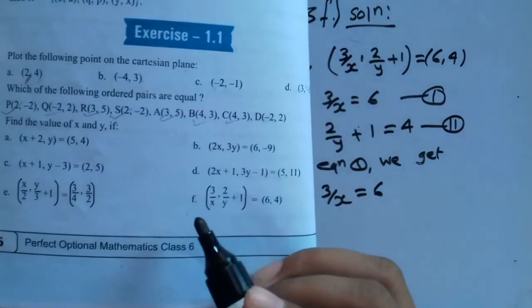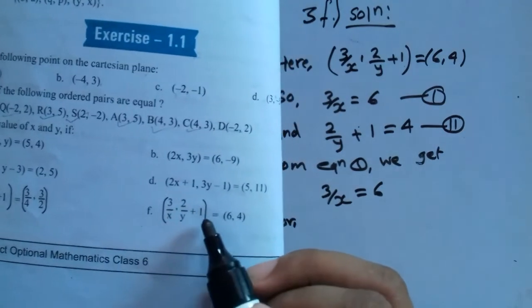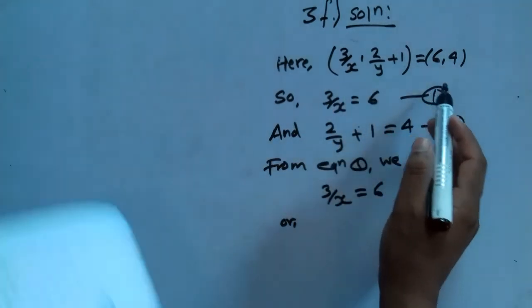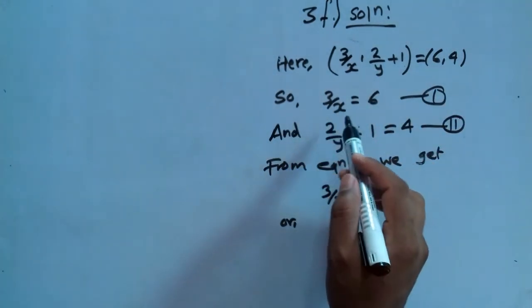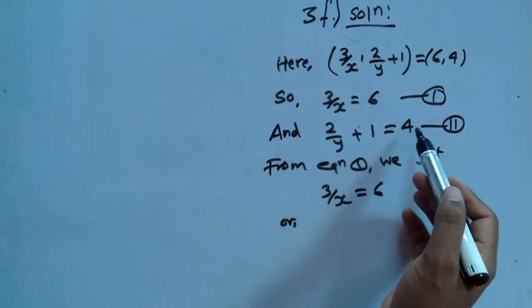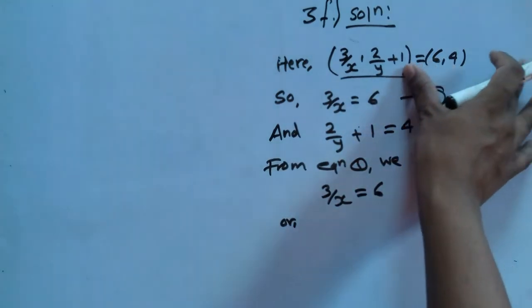Here we are going to do question number 3f. 3 by x comma 2 by y plus 1 equals 6 comma 4. Here I have already written it. So 3 by x equals 6 and 2 by y plus 1 equals 4, because these two ordered pairs are given equal.